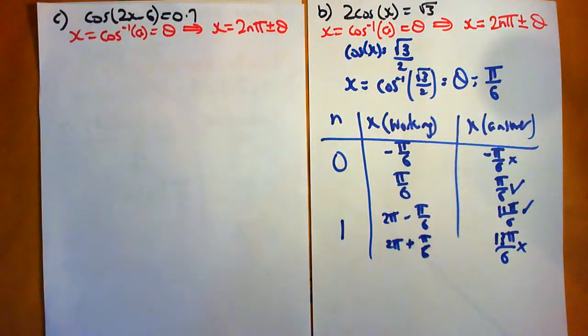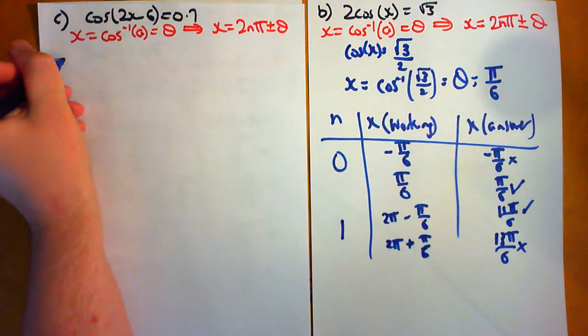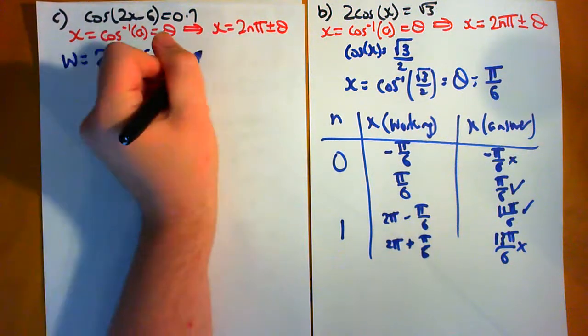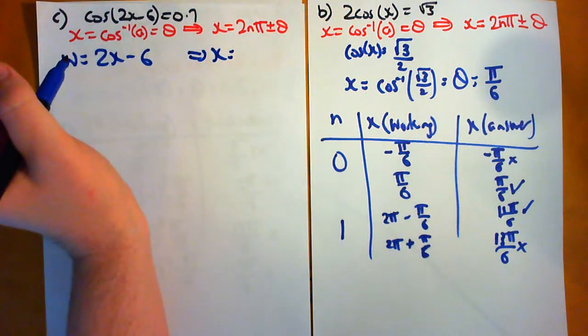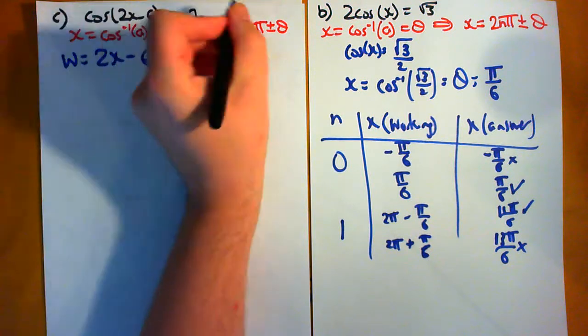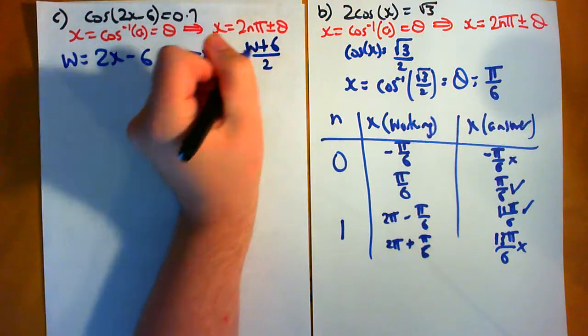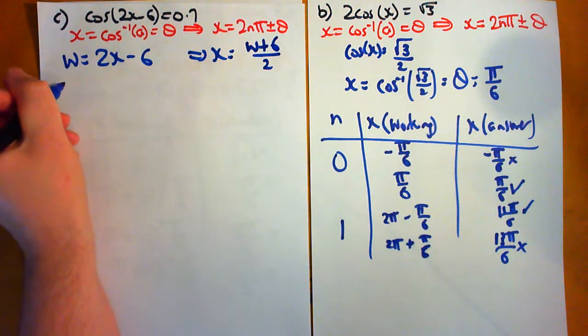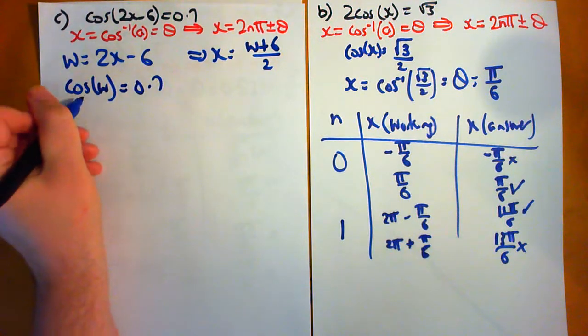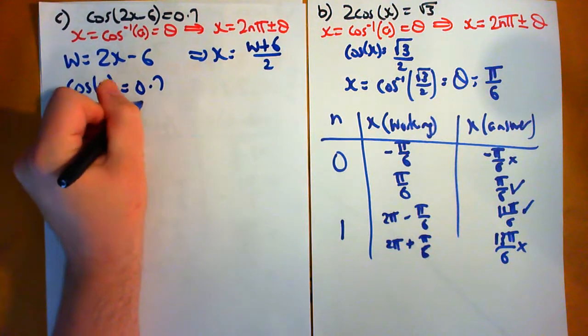Now we've got a third equation to solve, which is cosine of 2x minus 6 equals 0.7. So we'll need to work out our w here. W is going to be the bracket, which is 2x minus 6. So if we rearrange that, we get x equals, add 6 to both sides, so 2x equals w plus 6. Divide that by 2.